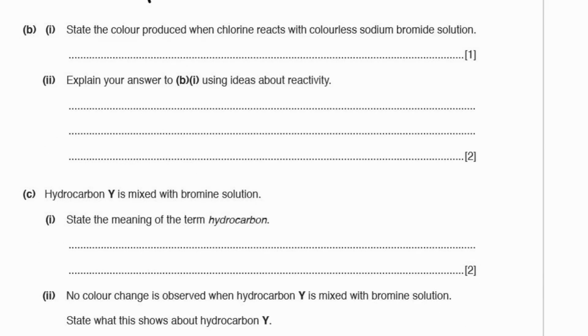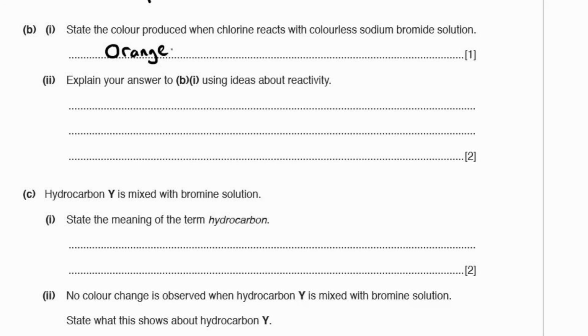B1. State the color produced when chlorine reacts with colorless sodium bromide solution. Okay, so the color that's produced is orange. It's an orange color produced in that reaction.